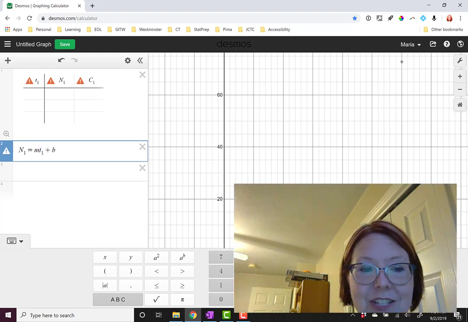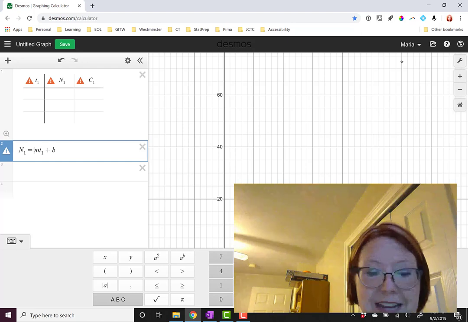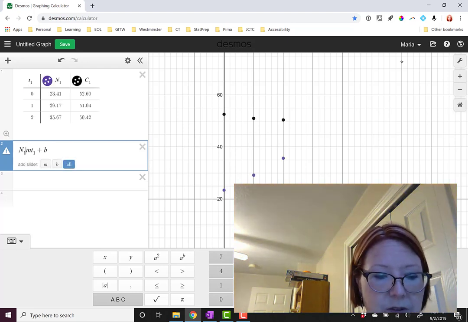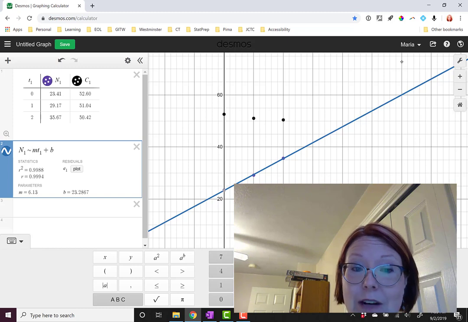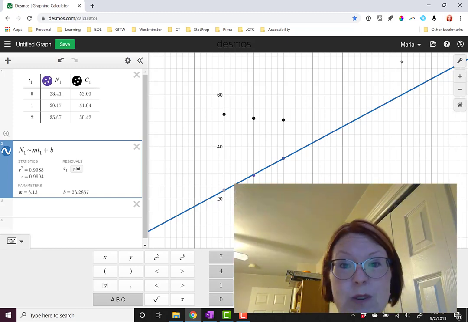That's still not going to do it, because what we need to do is estimate instead of using an equal sign. So we'll backspace over the equal sign and use the tilde to calculate the regression. That gives us the regression line for N of t. We find that the slope is 6.13 and the y-intercept is 23.29 if we round.